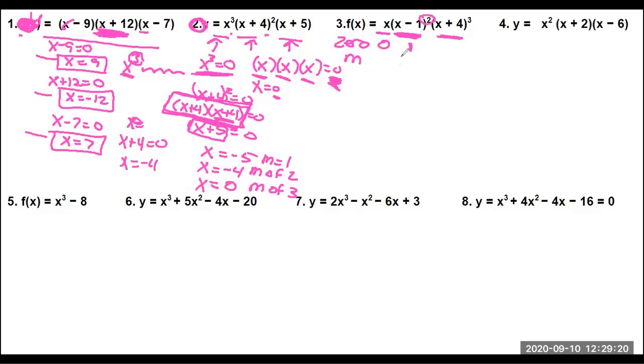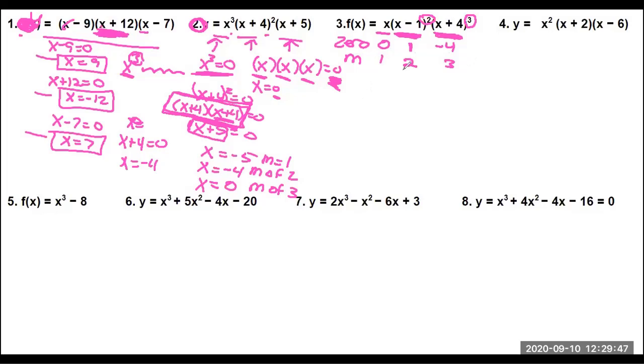Twice. So we would say it's got a multiplicity of 2. And then look at the last one. What would x have to be so that when I add it to 4, it equals 0? -4. And that's going to be the 0. And then how many times did that happen? 3 times. Because it's x plus 4 times x plus 4 times x plus 4. We would say it's got a multiplicity of 3.